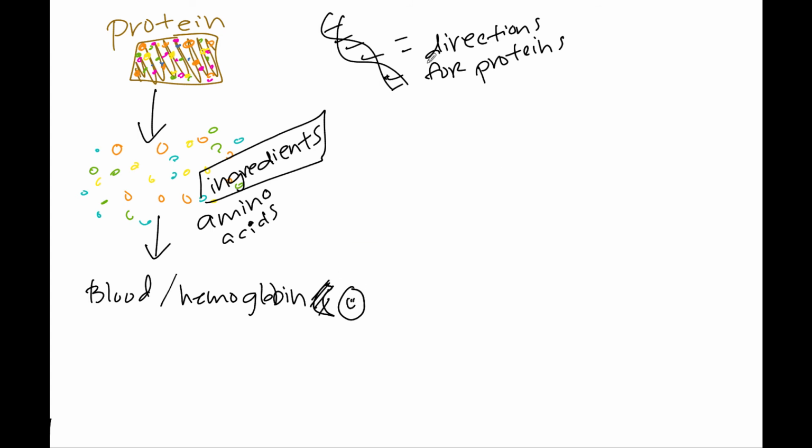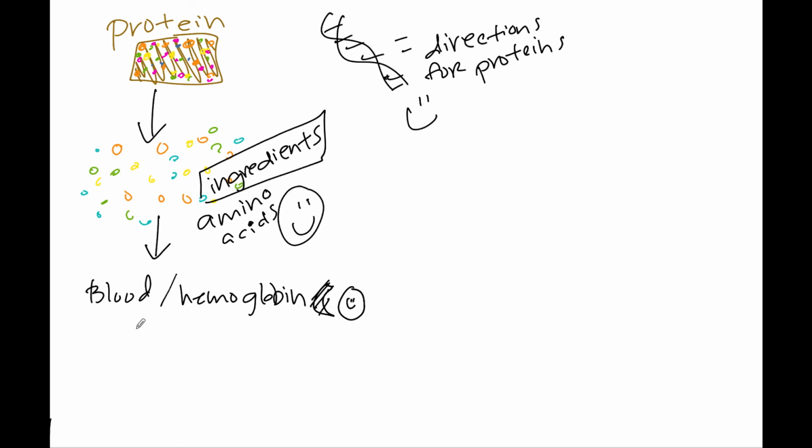So that's just a side note, that those directions for your proteins are very important, but also the ingredients are important too. So when you have good directions and you have good ingredients, put them together and we get our proteins that we need. So it's hemoglobin, blood.